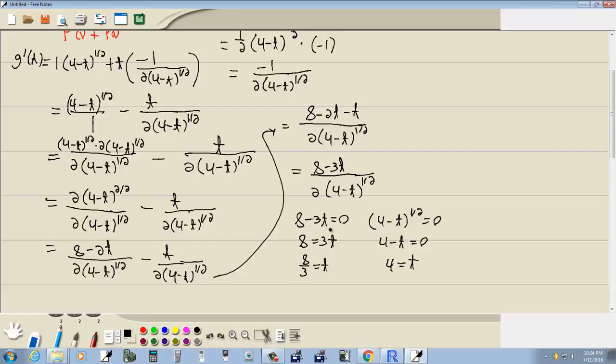But the only answer they have is 8/3. The reason why is because of the original condition saying t's got to be less than 3. 4 is not less than 3, so our only answer is this one.